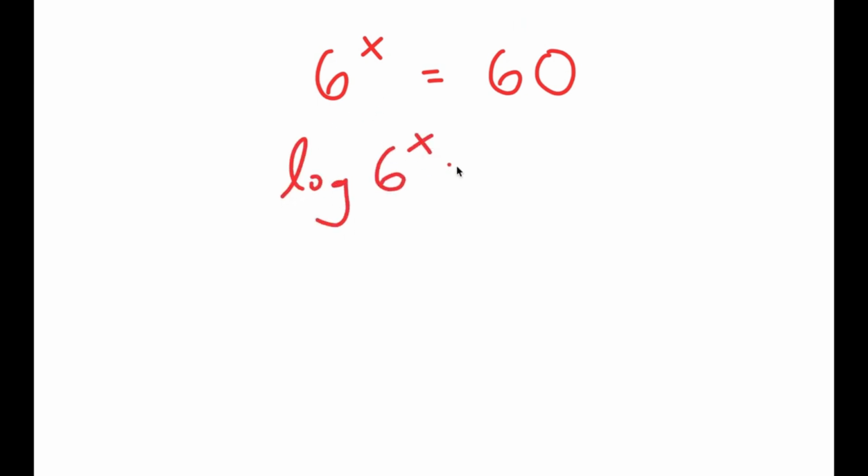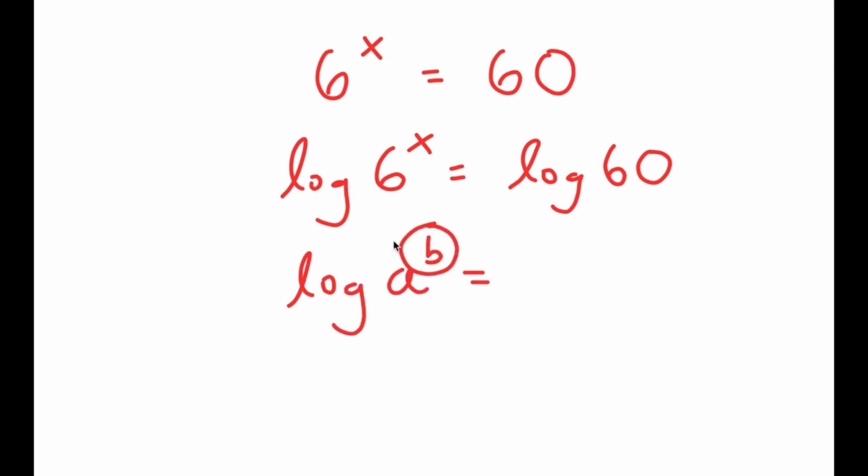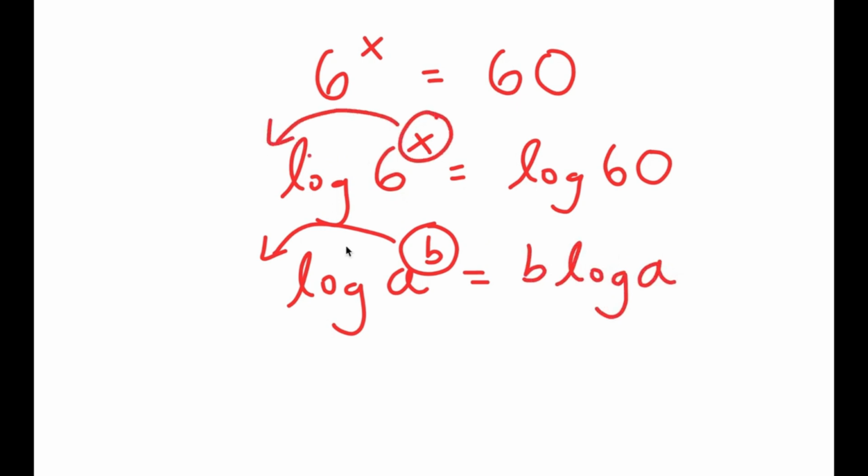Alright, so in this video, I'm going to be solving the equation 6 to the power of x is equal to 60. So to solve this, what I'm first going to do is I'm going to be taking the log on both sides. So I get log of 6 to the power of x is equal to log 60. Now, if I have something in the form log of a to the power of b, I can move this exponent b to the front. This can equal b times log a. In this case, I have log 6 to the power of x, and I can move x to the front. So I get x times log 6 is equal to log 60.